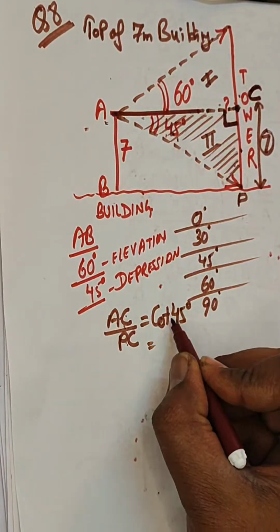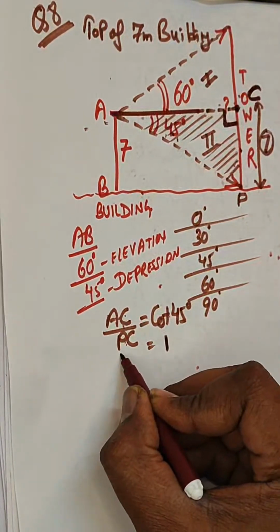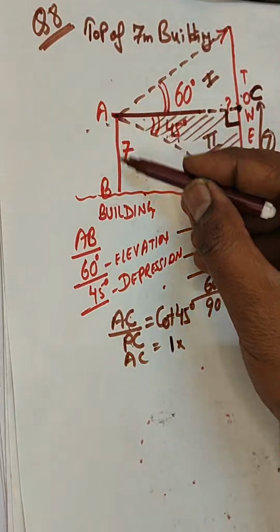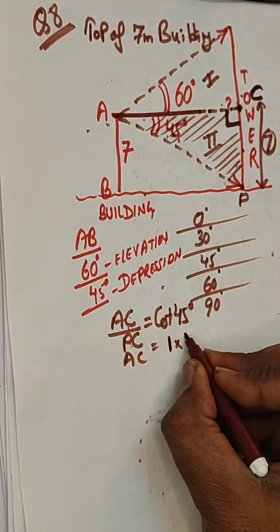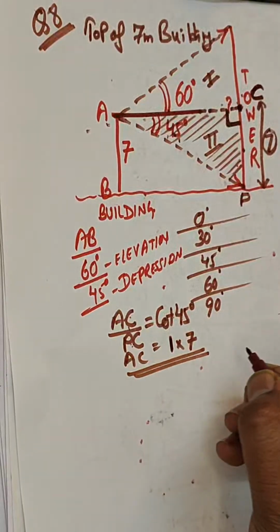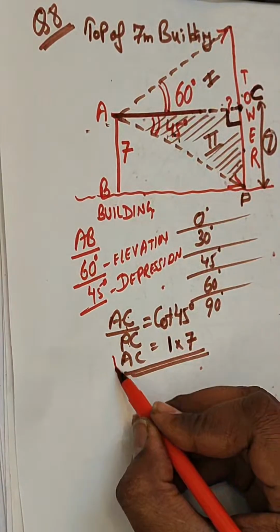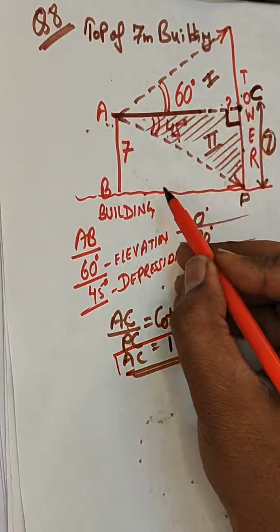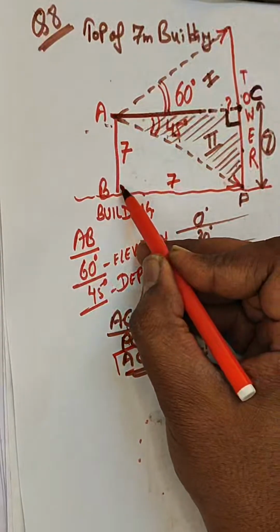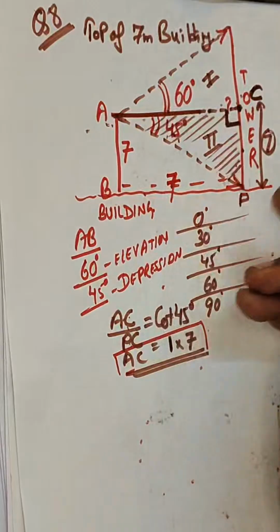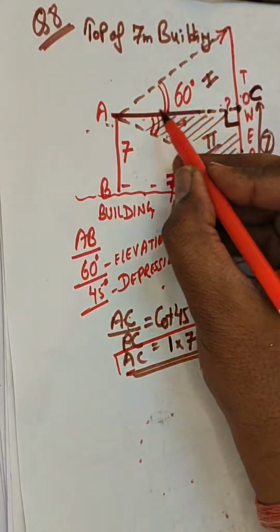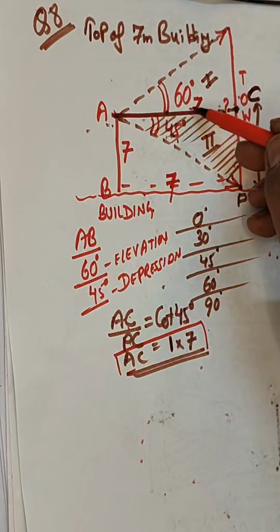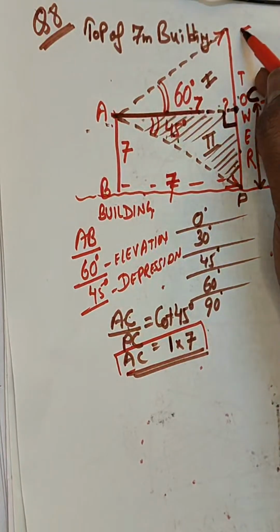The value of cot 45 is 1, right? So AC can be written as 1 into PC, and PC is nothing but the height of the building. Height of the building is nothing but 7. So AC is calculated as equal to 7, right? AC is calculated as equal to 7. So that means from here to here, this distance is also 7 from B to P, right? This is 7. Now if AC is known to you as 7, then you know this angle. Are you not able to calculate this length, this one?